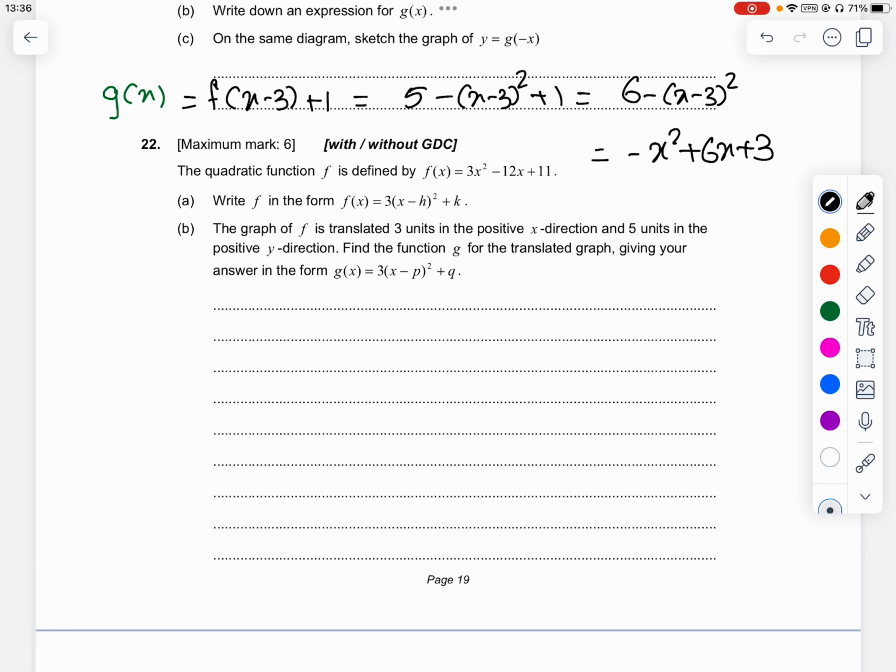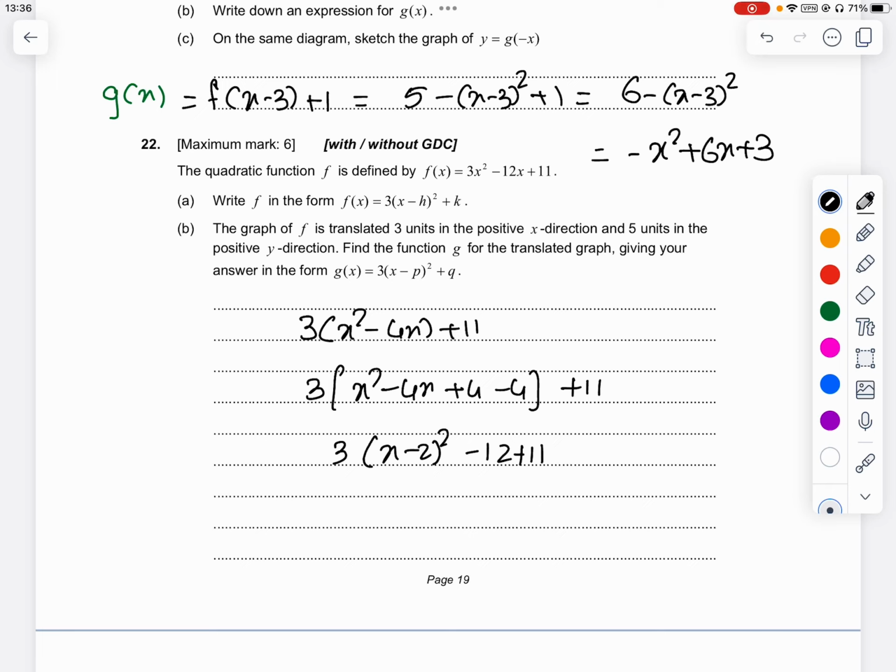Question number 22. The quadratic function f(x) = 3x² - 12x + 11, write in the form. So 3 common, x² - 4x, then + 11. So 3 times (x² - 4x + 4 - 4) + 11. 3 times (x - 2)² - 12 + 11. So it becomes 3(x - 2)² - 1.